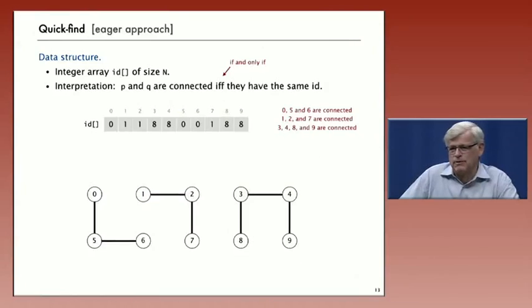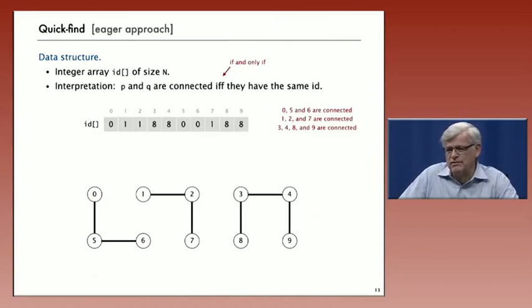Now we'll look at our first implementation of an algorithm for solving the dynamic connectivity problem called Quick Find. This is a so-called eager algorithm for solving the connectivity problem. The data structure that we're going to use to support the algorithm is simply an integer array indexed by object.